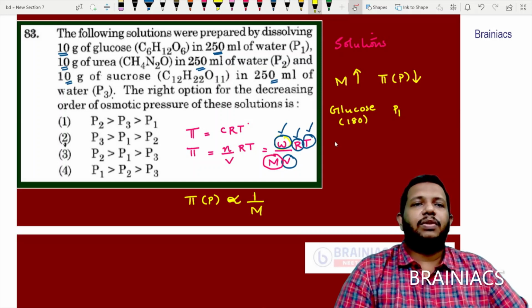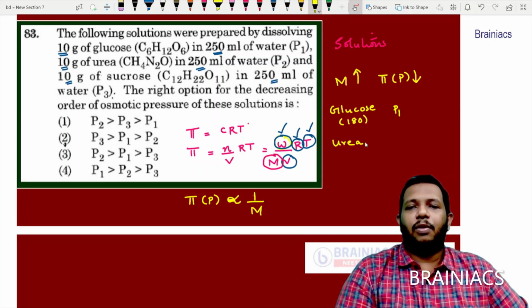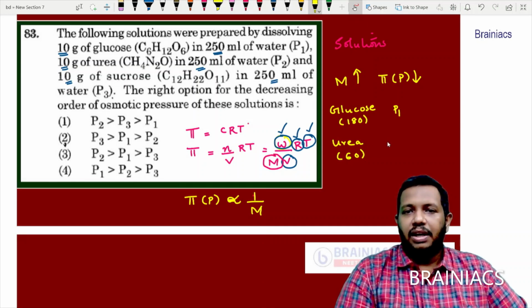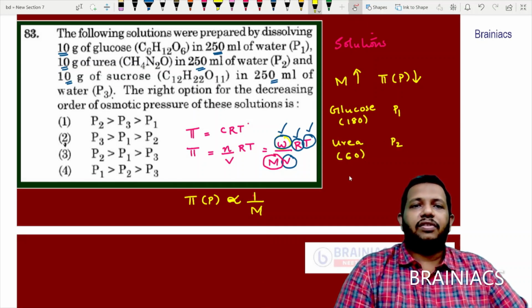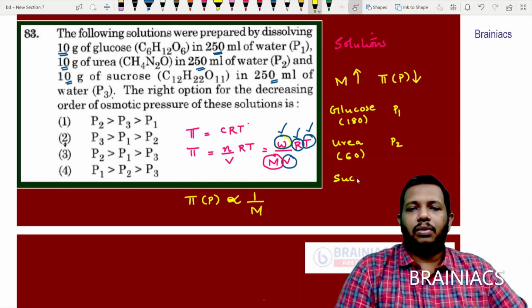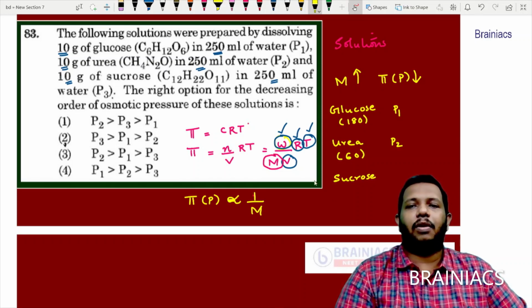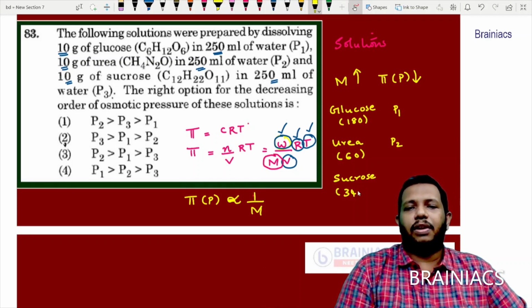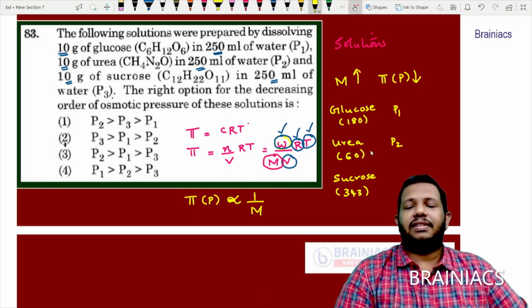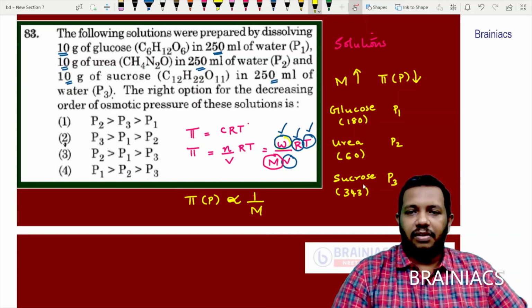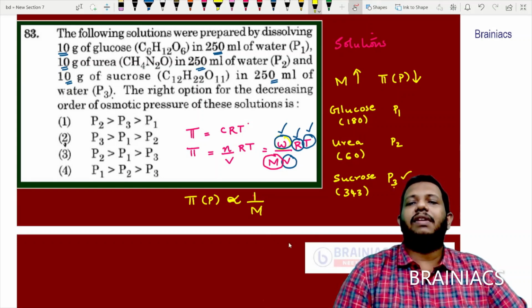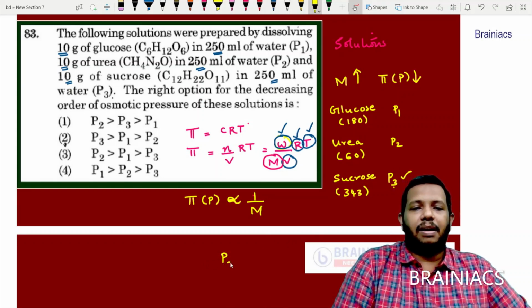Now next one is which one? Urea. Urea, we know the molar mass very easily, 60, NH2CONH2. It is having P2. Now next one is sucrose. So sucrose, if you calculate the molar mass, it is coming around 343 or somewhere there. So anyway, it is higher than glucose, P3. Now tell me which one is having higher molar mass? Sucrose. So its P3 will be very less. So I can say P3 will come last.